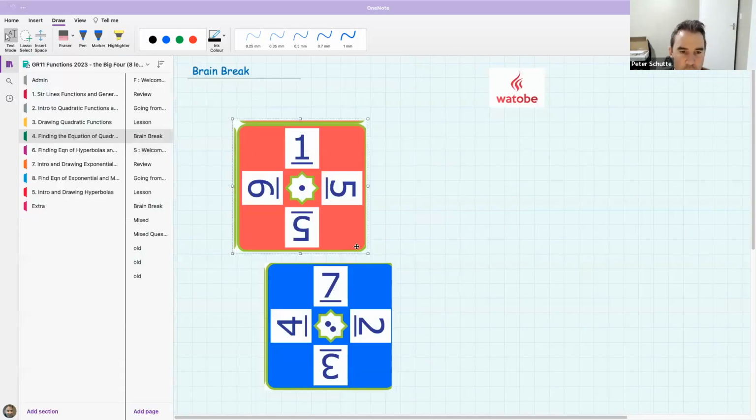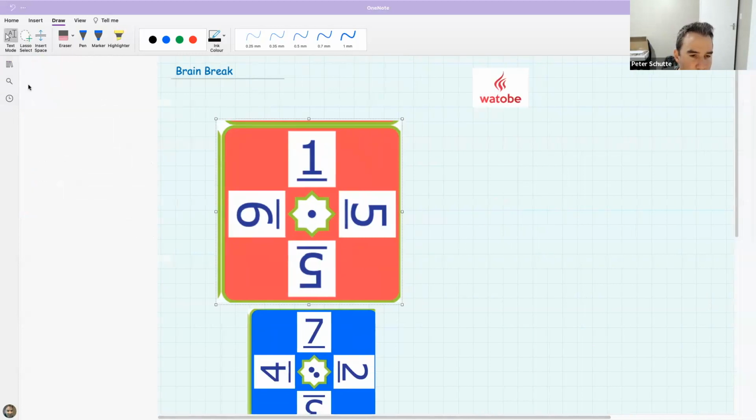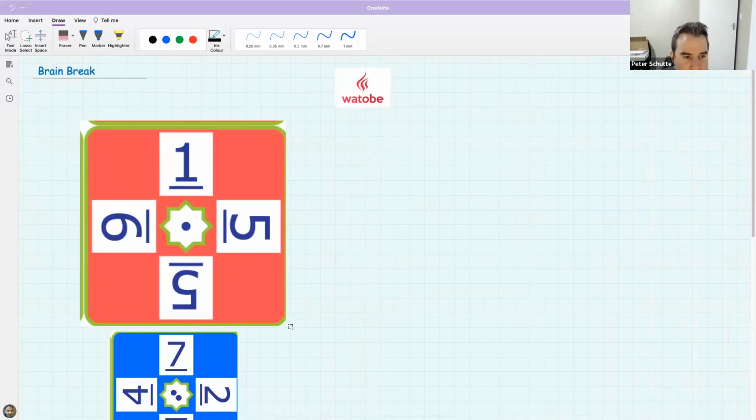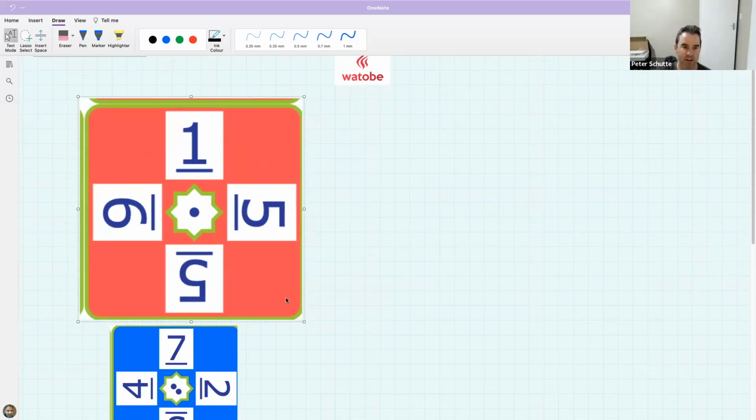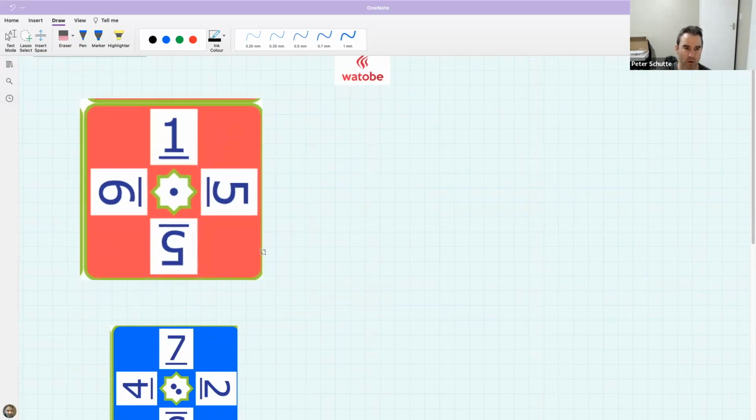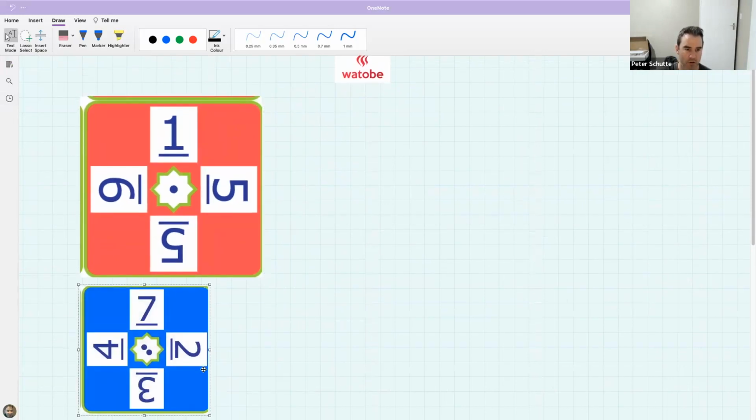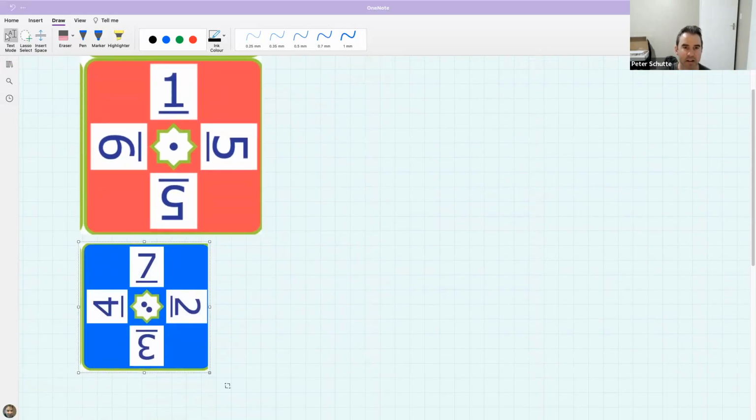Before we do that, I want you to solve me a Maths 24 puzzle. Show me that you can find 24 using those 4 numbers. I'll put both on the screen, but we're just going to do the red one unless someone stumbles across the blue one's answer.